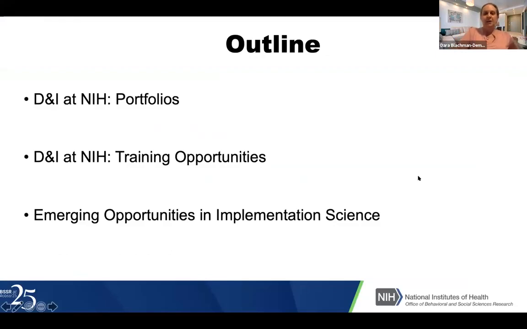So I'm going to try to cover a couple of different topics, which may not be completely flowing together as nicely as we would like, but I will do my best. So first, as Gila noted, I'm going to share a little bit of information about the general portfolios of D&I research at NIH. I'll talk some about training opportunities, and then I'll close just setting the stage for some future directions and emerging opportunities in the field of implementation science.